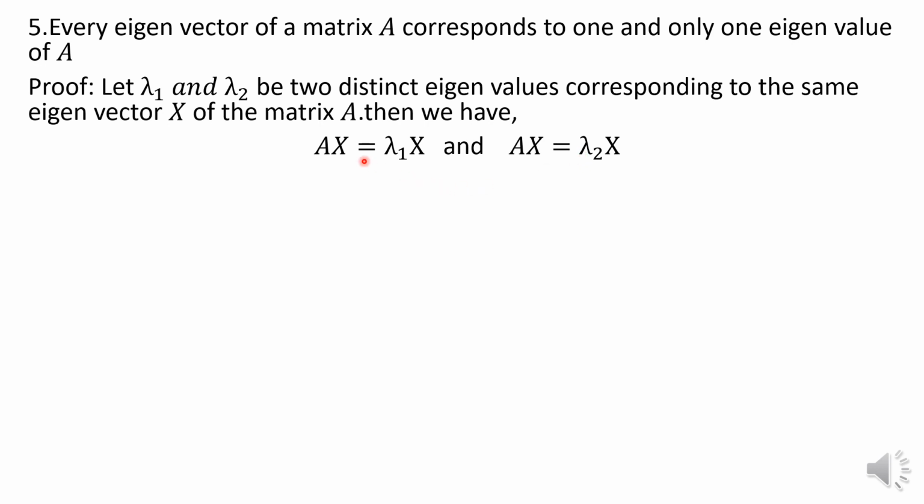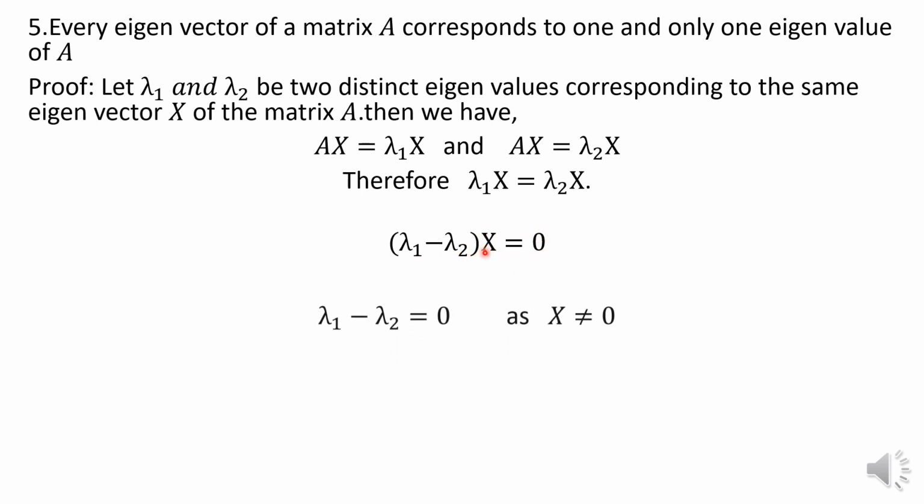Now observe the LHS. LHS is Ax and here also LHS is Ax. If the LHS are the same, their RHS must be the same. So we have lambda 1 x is equal to lambda 2 x. Now bring lambda 2 x to the LHS. So we get lambda 1 minus lambda 2, times x, is equal to 0 after taking x common. And since x is not equal to 0, we have lambda 1 minus lambda 2 is equal to 0, which means that lambda 1 is equal to lambda 2.